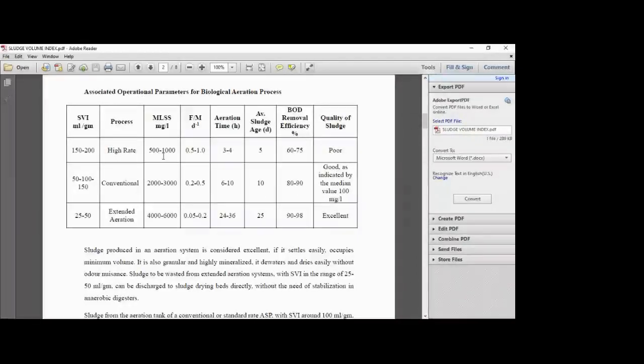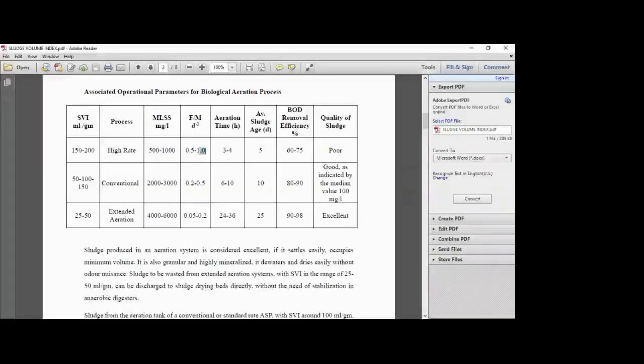When MLSS formation is more, non-settleable organic and inorganic solids, as well as total dissolved solids, will get converted into settleable solids. So when all these non-settleable solids are getting converted into settleable solids, the MLSS concentration increases. But as you see here, the SVI value is in the range of 150 to 200. I've already told you, if SVI value is more, that means it is a poor quality sludge and the process is not good, and efficiency is also not good. So you can see the MLSS concentration is very less here.